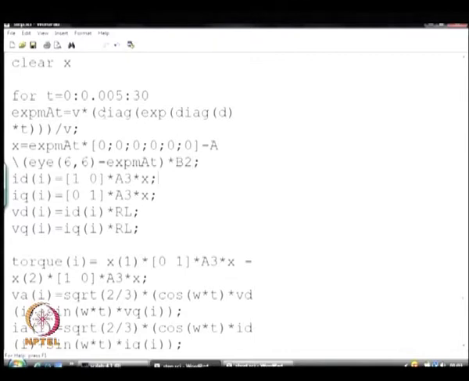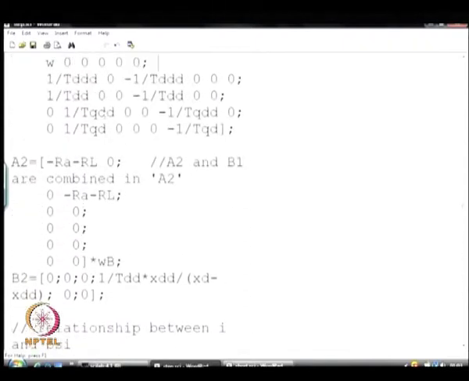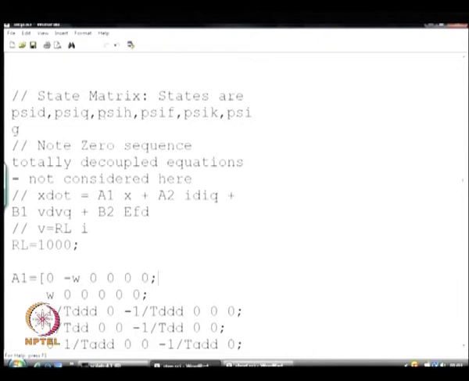After I do this analysis, I can get the values of I D, which is nothing but the matrix A 3 into x, the first term of A 3 into x. Similarly, I can get V D, V Q. Once I get V D, V Q, I D, I Q and all the states, you can also evaluate the torque. Of course, if it is an open circuited machine, we expect torque to be 0. Remember, since this is an open circuited machine, we have taken R L equal to 1000.